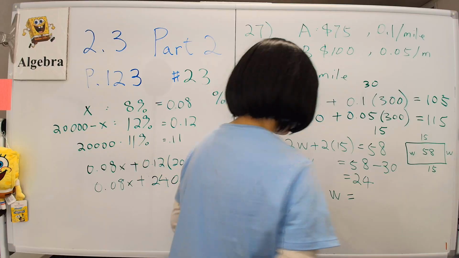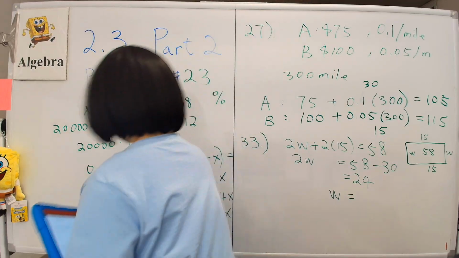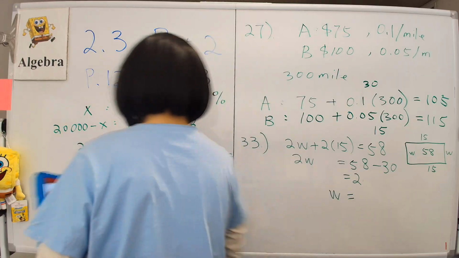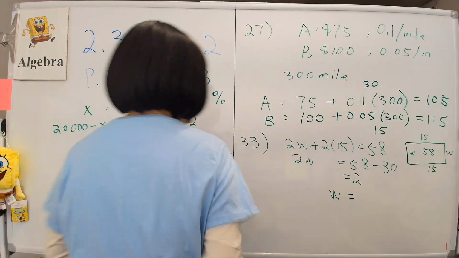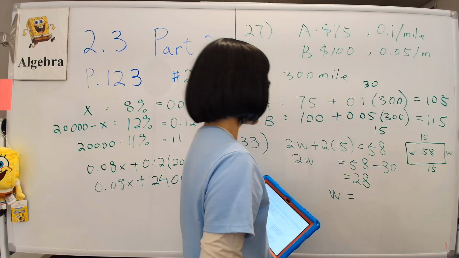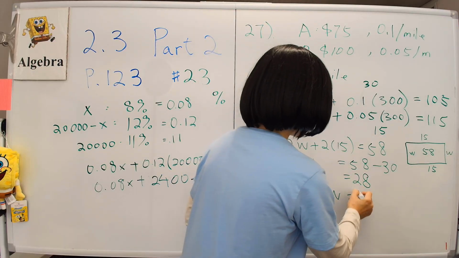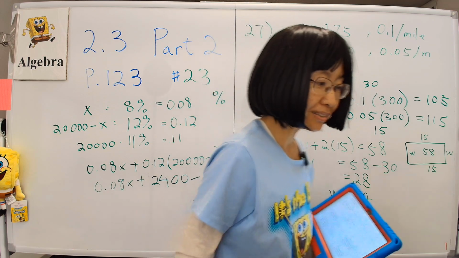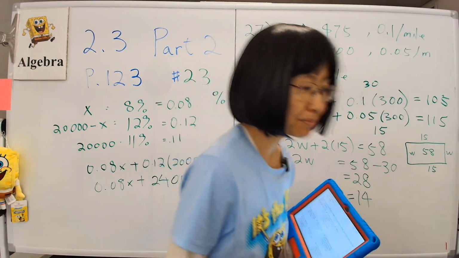Did I say 28? Why did I write down 24? I think I prefer 24 to 28. Okay, it's my favorite number. I like it better than 28. But anyway, it's 28. All right, so then W has to be 14 and not 12. But that's okay. Let's see if that's correct. Problem 33.